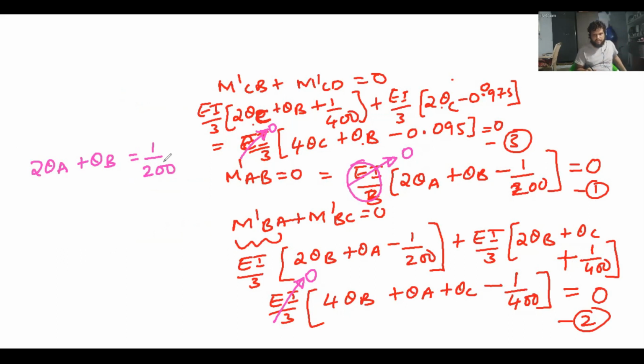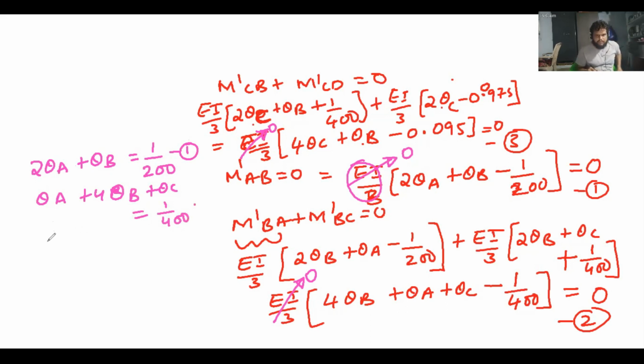So 2 theta A plus theta B equals minus 1. So this is equation 1. Here this is the equilibrium equation 1. In the equilibrium equation 2, this is theta A plus 4 theta B plus theta C, and this equals 1 by 400. So this is equation number 2.